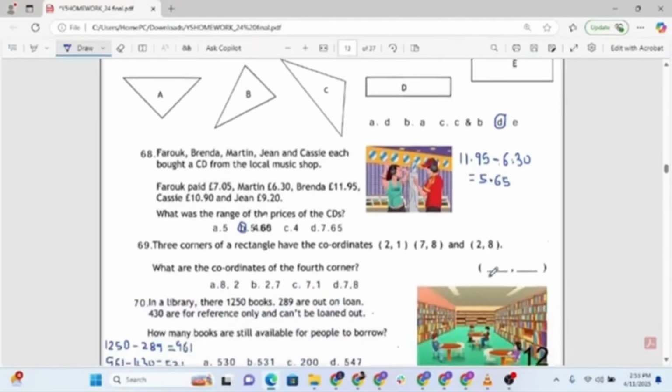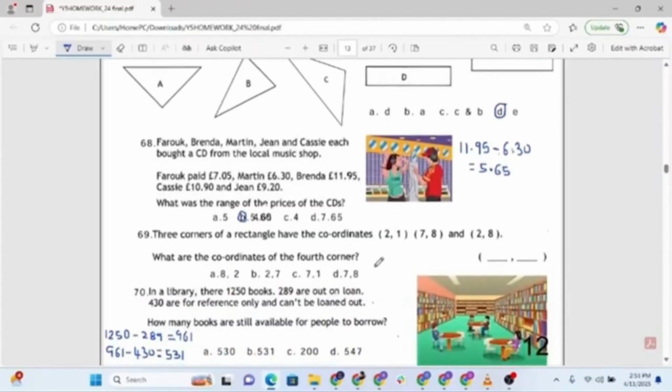Question 69. 3 corners of a rectangle have the coordinates 2, 1, 7, 8, and 2, 8. What are the coordinates of the fourth corner? The correct answer is option C, 7, 1. Explanation. Opposite corners of a rectangle share x coordinates or y coordinates. We see that 2 of the points have x equals 2, and 2 of the points have y equals 8. To form the missing corner, combine the unused x coordinate 7 with the unused y coordinate 1. Thus, the missing corner is 7, 1.